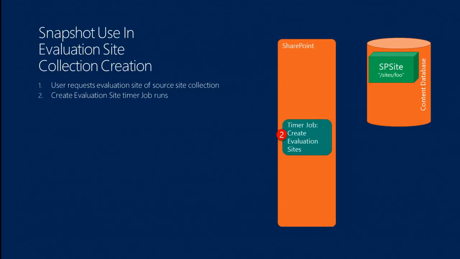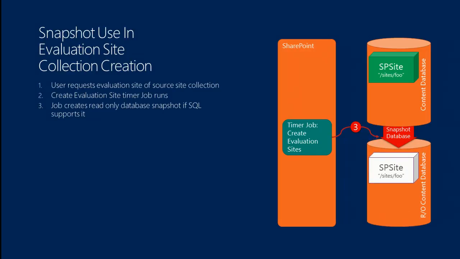Next, because that has been requested for an eval, within the next 24 hours or so, at least within the default of the timer job's schedule, the create evaluation site collection job will run, and it's going to go through and create a snapshot of the entire content database where any evaluation sites have been requested. So if it's just one, it makes a snapshot. If it's 30, it makes a snapshot, just one.